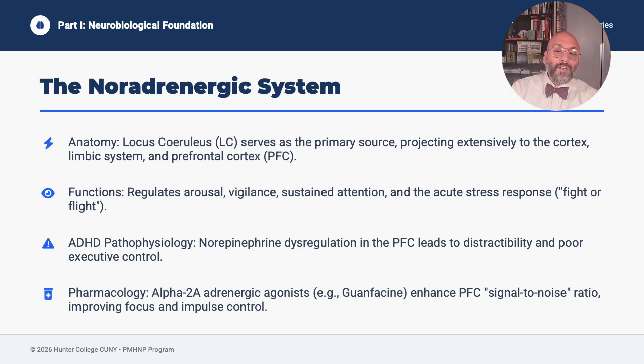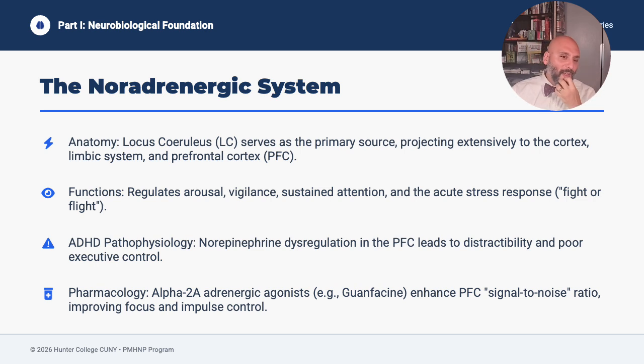So too little norepinephrine and the patient looks disengaged, inattentive, mentally fatigued. But too much norepinephrine and then the person shifts into fight or flight mode and hyperarousal and anxiety and emotional reactivity and impaired executive control. This is highly relevant in ADHD. In ADHD, norepinephrine dysregulation in the prefrontal cortex contributes to distractibility and poor impulse control and difficulty sustaining attention, especially under stressful cognitive load.